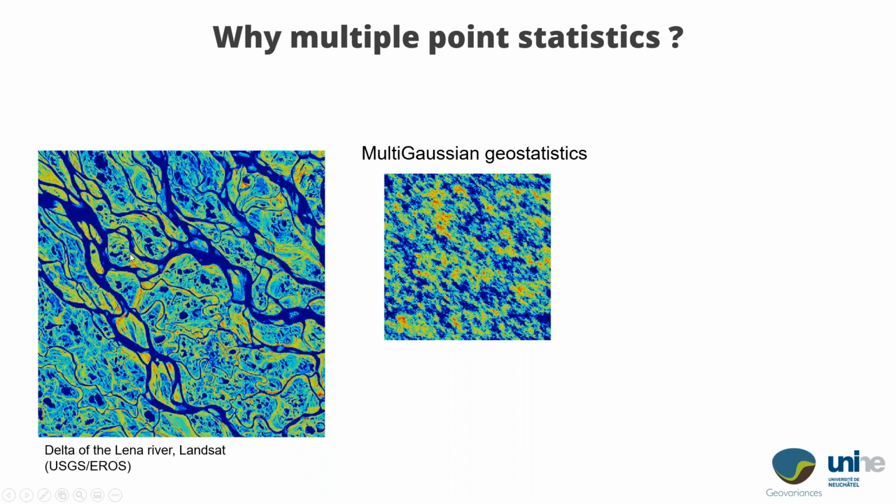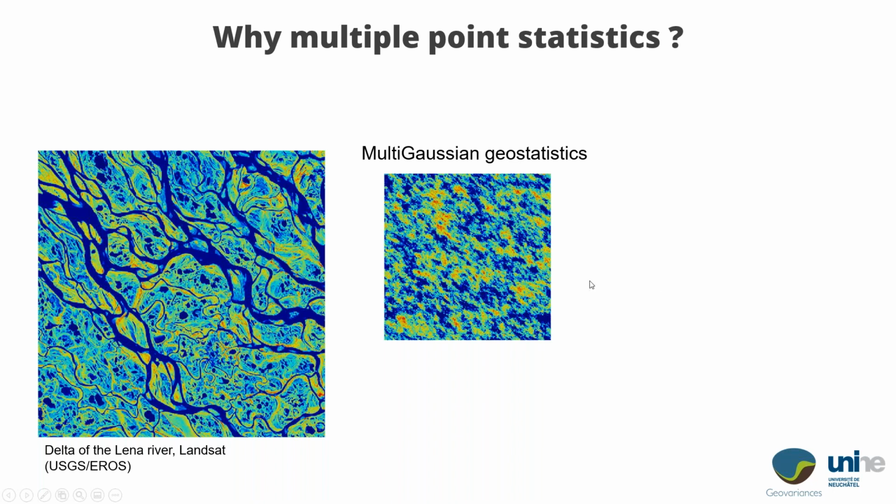When you compare just visually with the reference which is on the left, you see directly that you lose. So this is an unconditional simulation. There is no borehole data here. It's just a simulation that shares the same first order statistics as the image of the Lena Delta on the left. And so you see that the hyper-permeability zones are limited to some kind of elongated but limited size lenses of blue here everywhere.